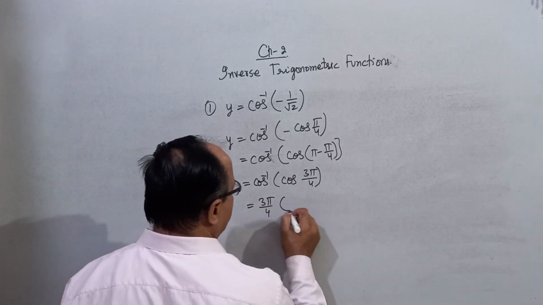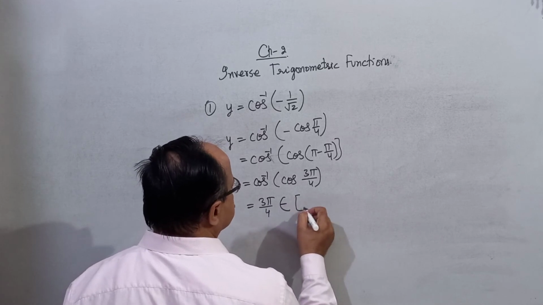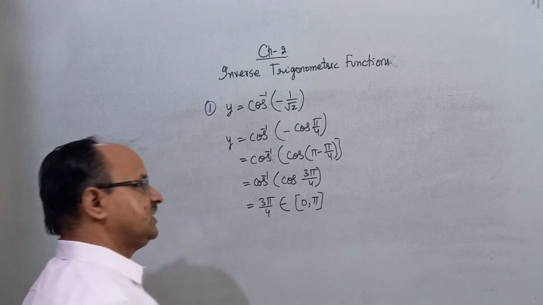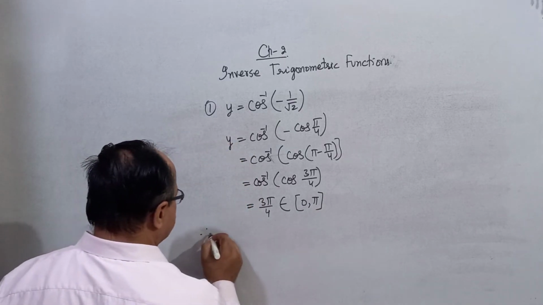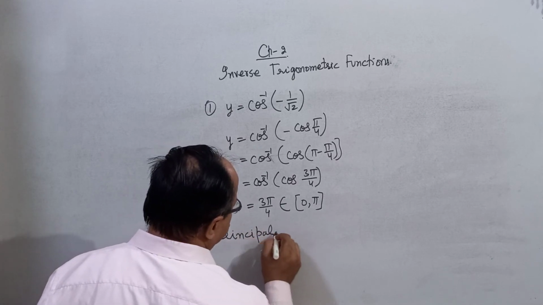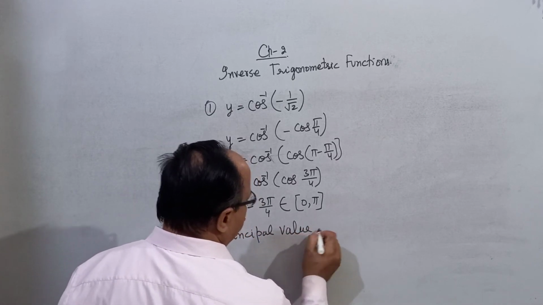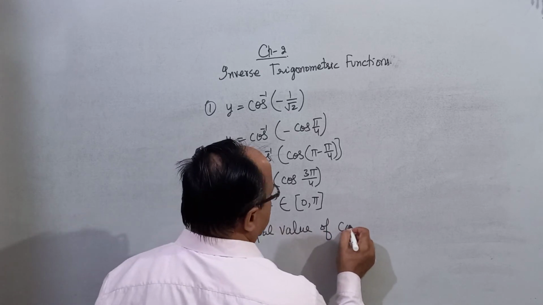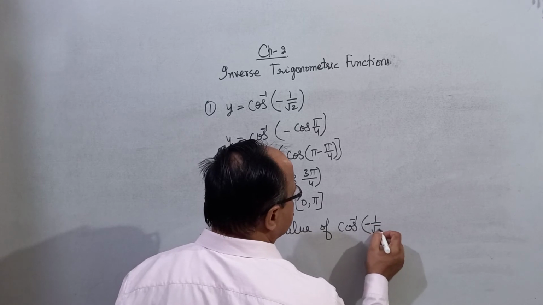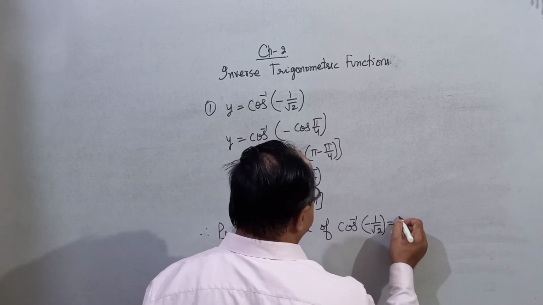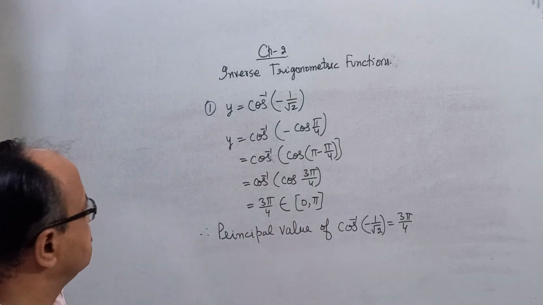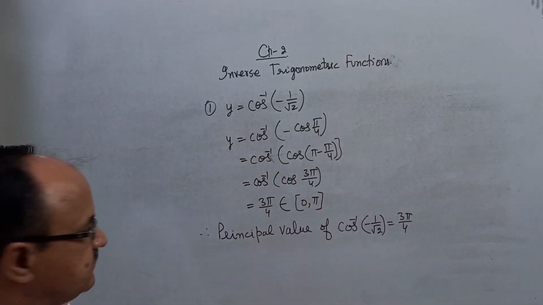And does 3 pi by 4 belong to the range or not? The range of cos inverse x is 0 to pi. So therefore you can say the principal value of cos inverse minus 1 by root 2 is equal to 3 pi by 4. This is the answer of question number 1. Clear?